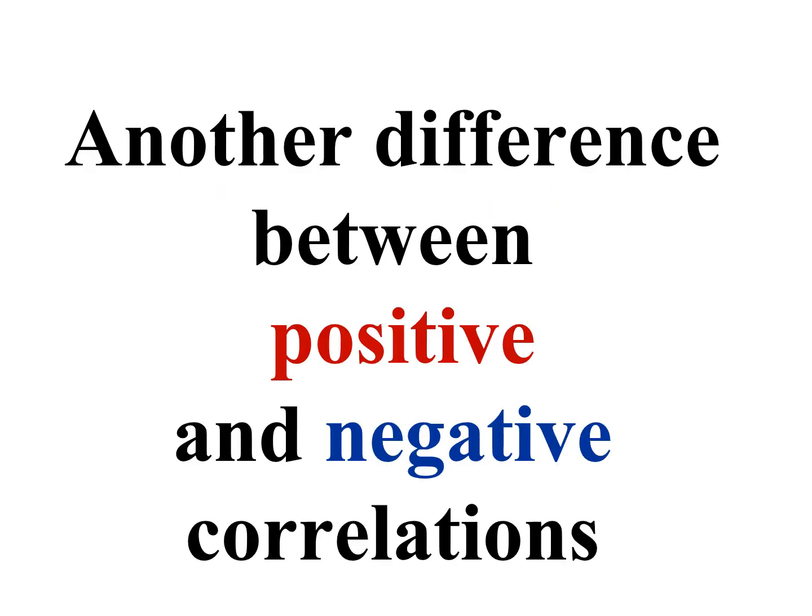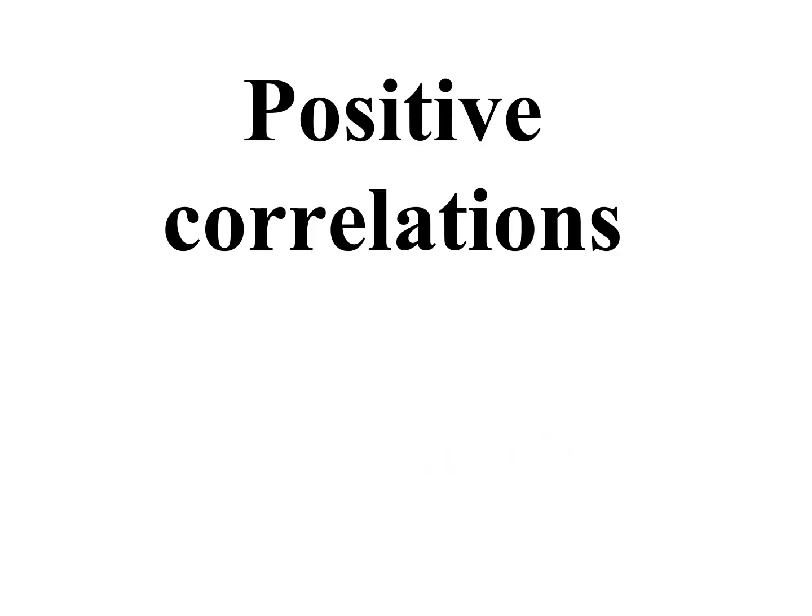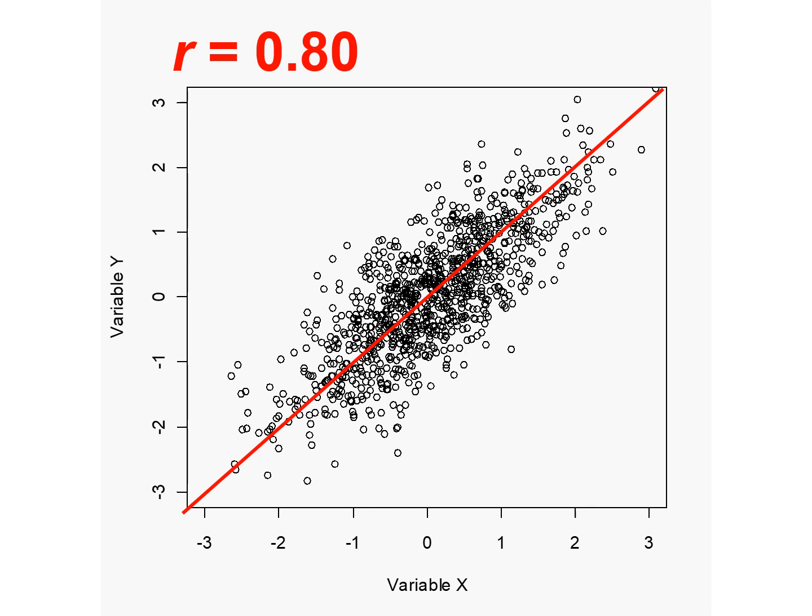Let's talk about one more difference between positive and negative correlations. We will start with positive correlations. We will use the scatter plot as an example. It shows a positive correlation. Let's focus for a minute on these individuals up here in the top right corner. These individuals lie toward the right side of the graph, indicating they have a high score on x. They also lie towards the top side of the graph, indicating they have a high score on y.